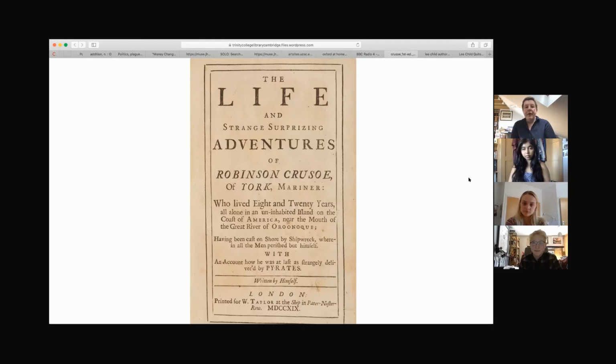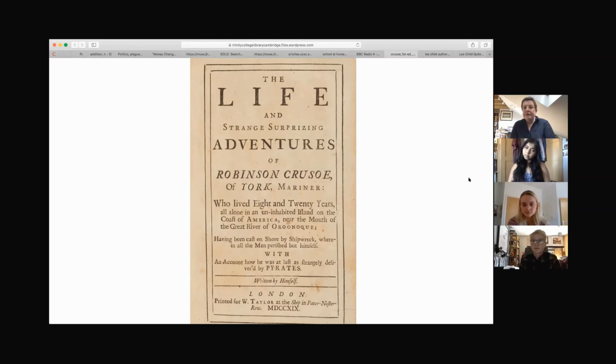The life and strange, surprising adventures of Robinson Crusoe of York, Mariner, who lived 28 years all alone in an uninhabited island on the coast of America near the mouth of the great river of Orinoco, having been cast on shore by shipwreck wherein all the men perished but himself, with an account of how he was at last as strangely delivered by pirates, written by himself.